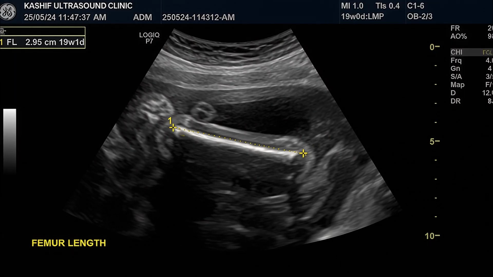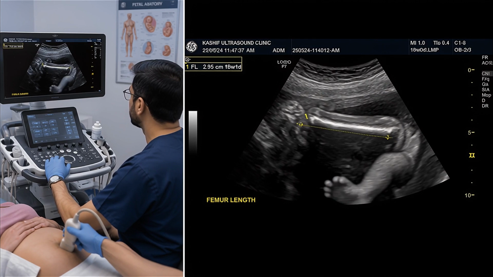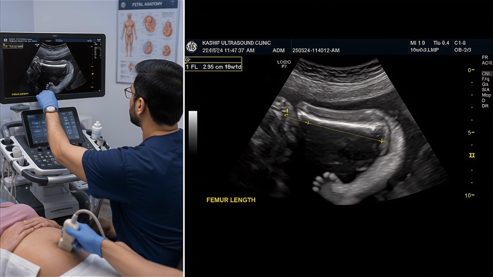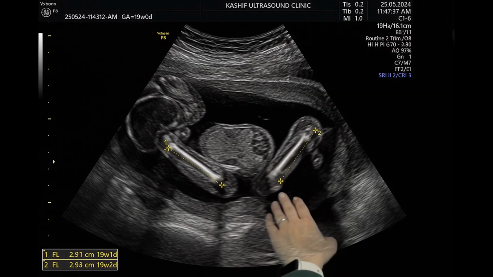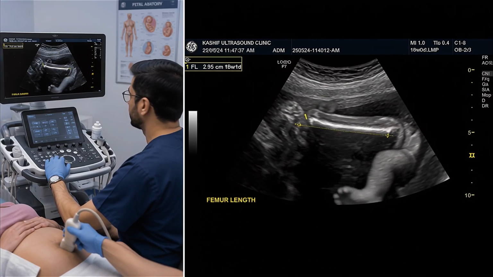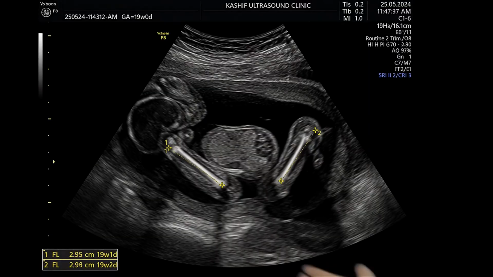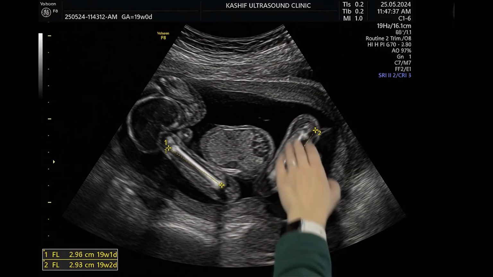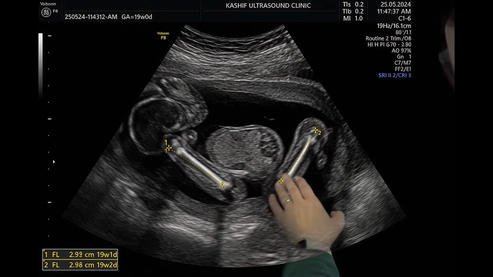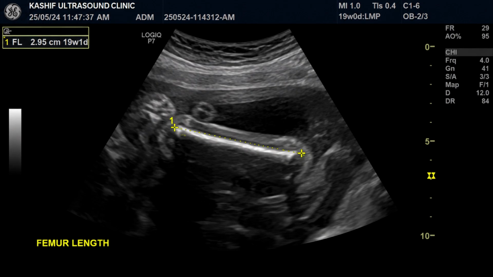Parameter and purpose. CRL, first trimester dating. BPD, head width. HC, head circumference. AC, abdominal size. FL, long bone growth. All are combined for complete fetal assessment. Practical scanning tips. If baby is moving, wait patiently. If legs are crossed, ask mother to change position. If image is unclear, increase gain appropriately. Zoom image. Use focal zone correctly.